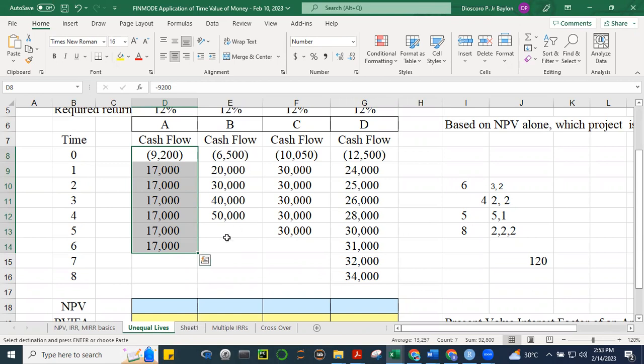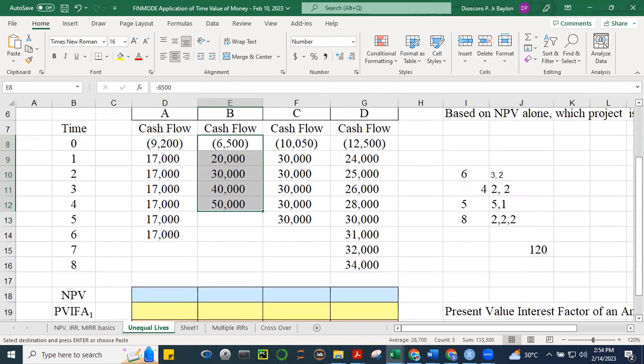Ganon din to. Okay, pagdating dito sa year 4, yung 6,500, i-add natin dito sa 50,000. Then we keep on repeating the process hanggang maging 120 years, para maging pareho na yung years ni Project A, Project B, Project C, at saka Project D. Lahat 120 years. Alright? So, that's very cumbersome.